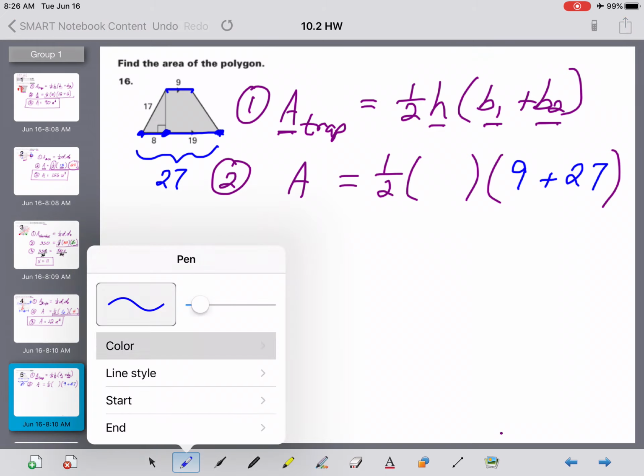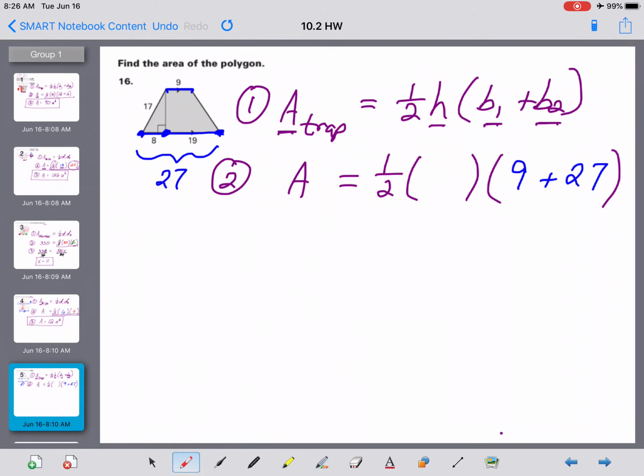Okay, that wasn't too bad, but the hard part of this figure is coming up with the height. And 17 is not the height because it's not perpendicular to the base. That is not a right angle there between the 17 and the 8. The right angle occurs right here, which means that this piece right here, and the word for that is altitude, everybody, that altitude is actually the height of our trapezoid. And we need to figure out the measure of H because it was not given to us.